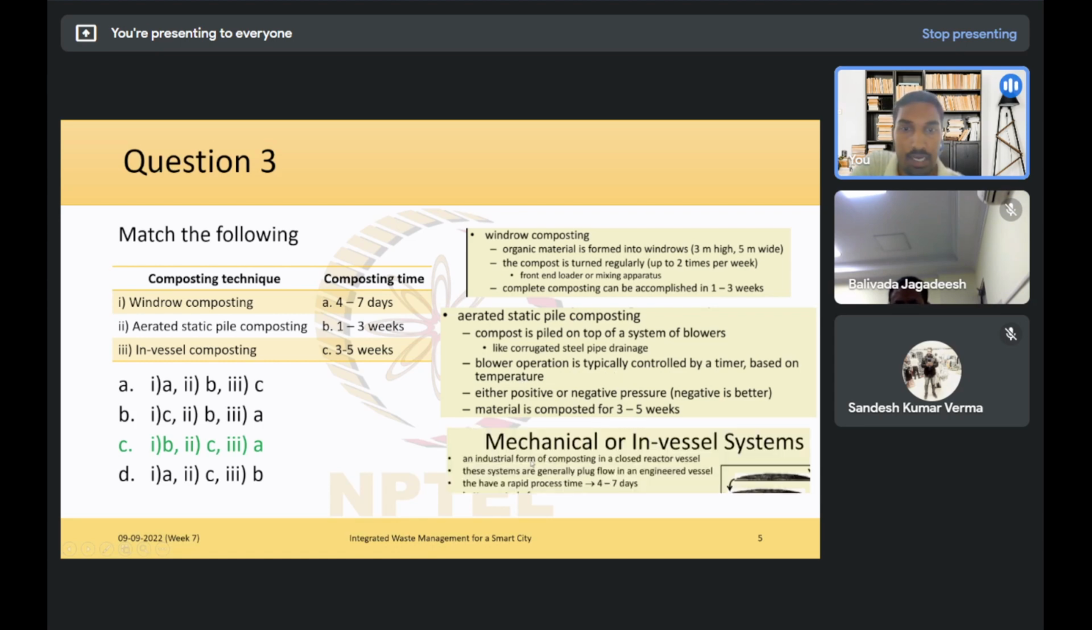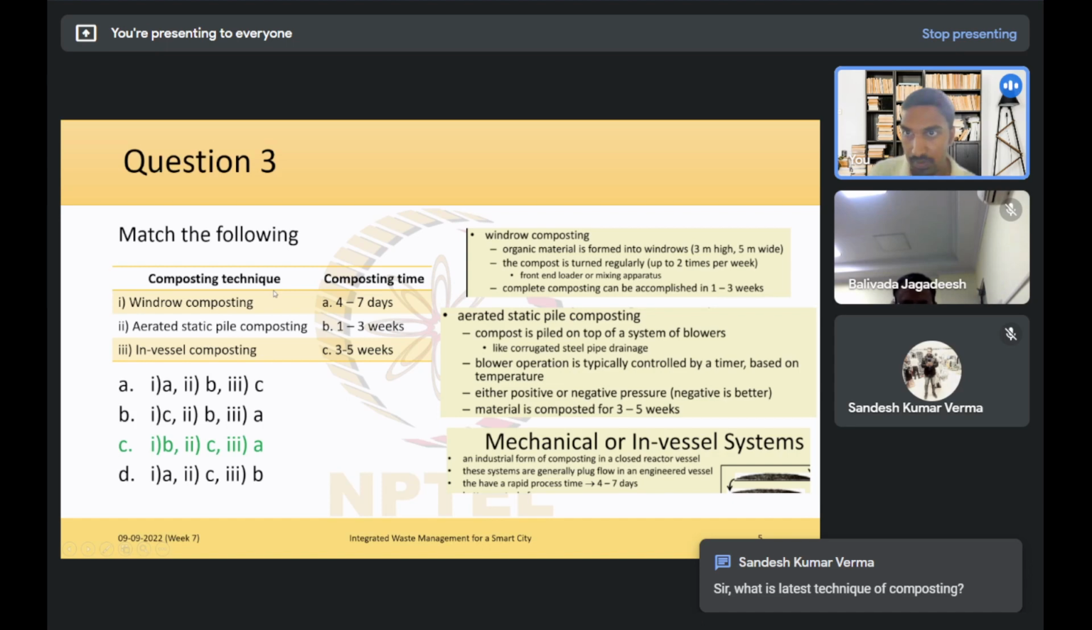And the final one, the mechanical or in-vessel system, is what is followed in industrial systems, and it is a closed system, a closed reactor, right? This is the fastest way of doing the composting, where it takes only 4 to 7 days. The compost keeps on moving in these different layers, and air is continuously supplied, and therefore this process completes rapidly in about 4 to 7 days, right? So that is the correct match of the composting technique to the composting time, which is given in option C.